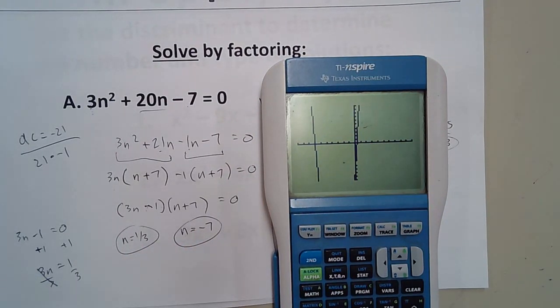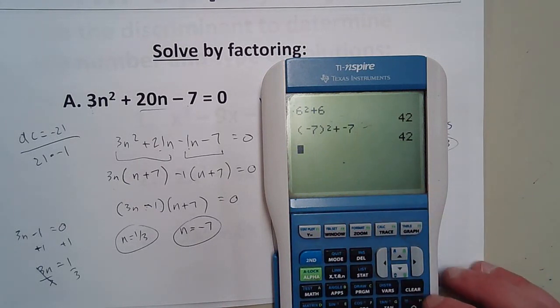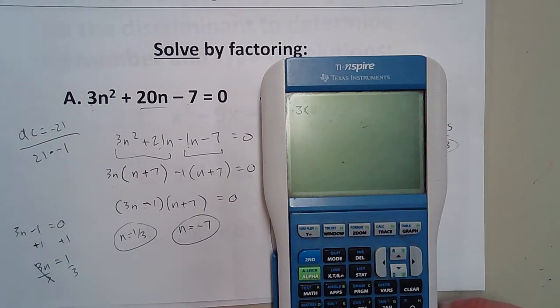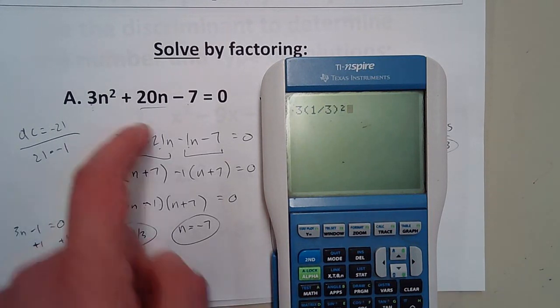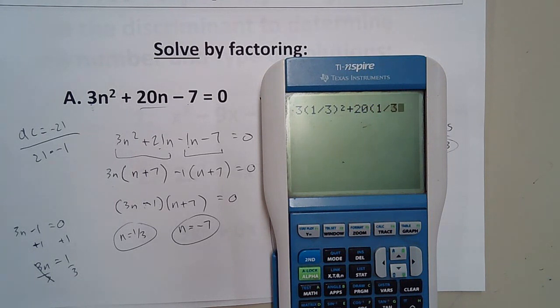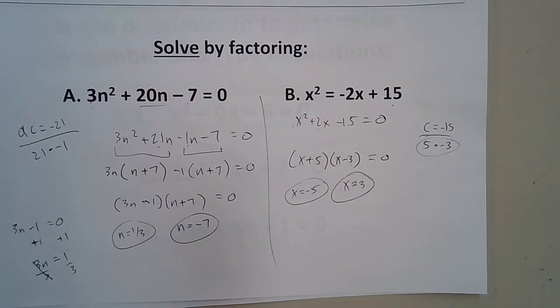Answer looks great. You could also check it by just substituting the number in. If you want to put in 1/3, so 1/3 to the second power plus 20 times 1/3, and then minus 7, this should equal 0. And it does. So a bunch of ways you can check your answers, make sure that things are right and working out. Keep all that in mind, and you should be doing pretty solid with this stuff.